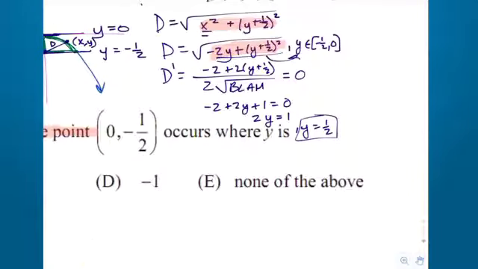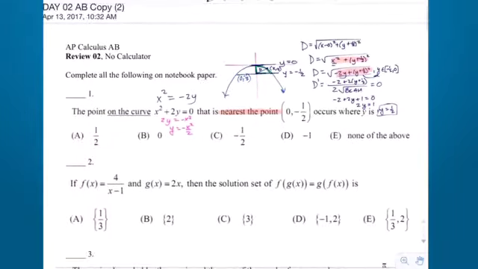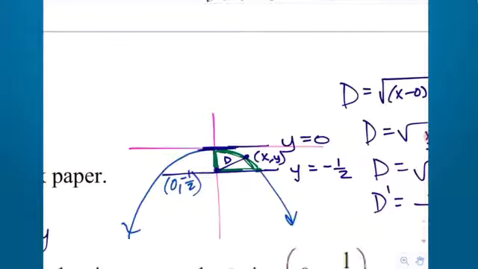Now, what's wrong with getting y equals 1/2? That's the only critical value. Where is y equals 1/2?